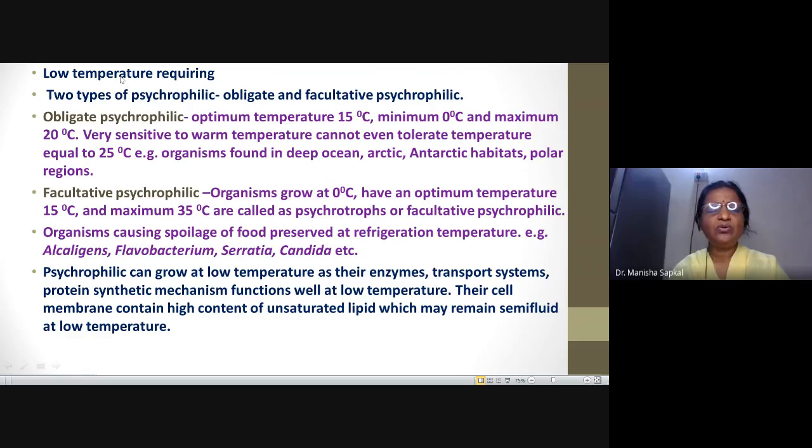Now why can these psychrophiles grow at the low temperature? Because their enzymes, transport system, that is transport carrier proteins, and protein synthetic machinery, that is ribosomes, function well at low temperature. Their cell membrane contains highly unsaturated lipids which may remain semi-fluid at the low temperature, and that is how they get maintained at the low temperature. So that is the second type, that is psychrophilic.